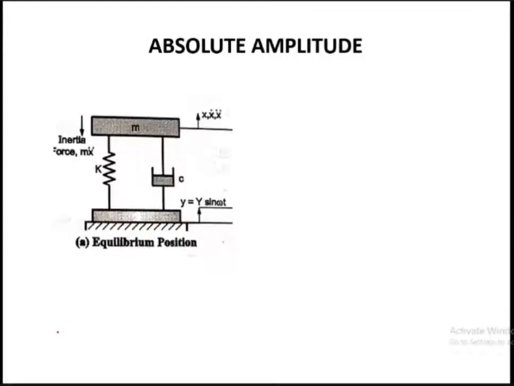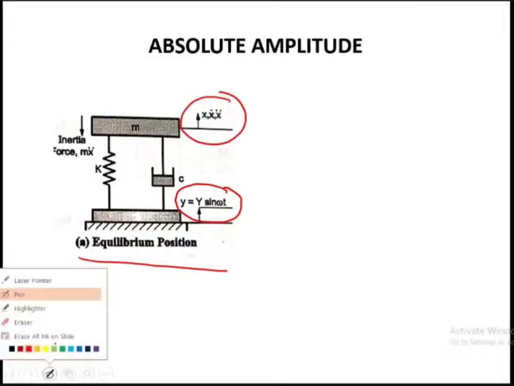Now let us see what will happen. This is currently the equilibrium position. So what will happen when you give a small absolute displacement y to the base, and a small absolute displacement x to the mass m?